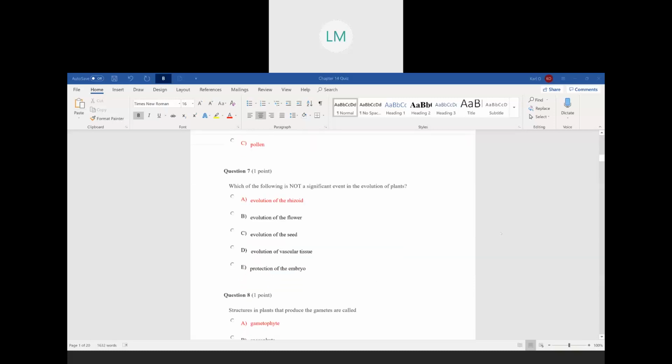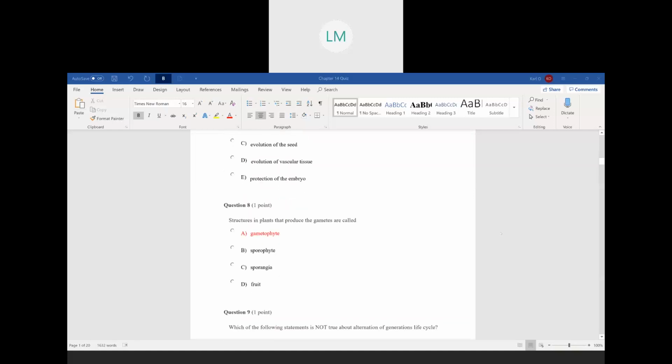Question number 7, which of the following is not a significant event in the evolution of plants? The answer is A, the evolution of the rhizoid. If we look at all of the rest of these, those were major evolutionary events we talked about. The evolution of the flower in the angiosperms, the evolution of the seed in the gymnosperms and angiosperms, the evolution of vascular tissue after the bryophytes, allowing plants to get much bigger, protection of the embryo with the seed. So those are all major events. The evolution of the rhizoid was not a major event we talked about.